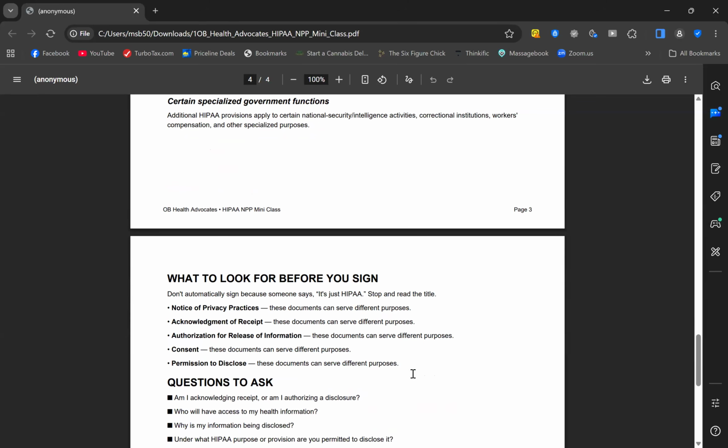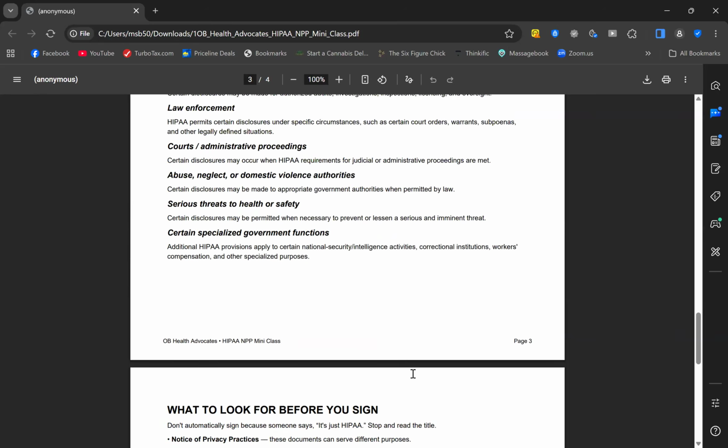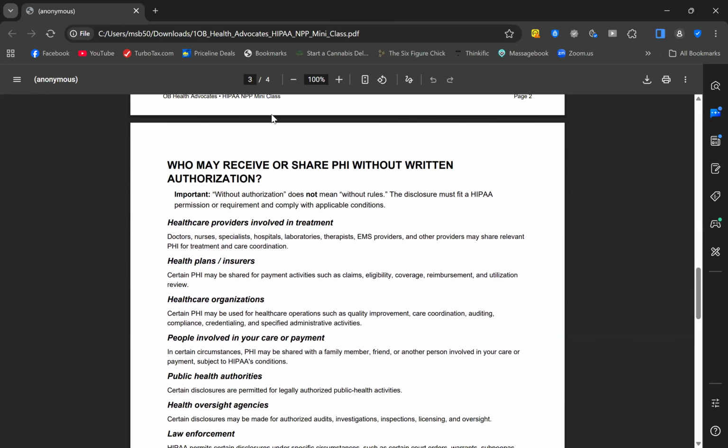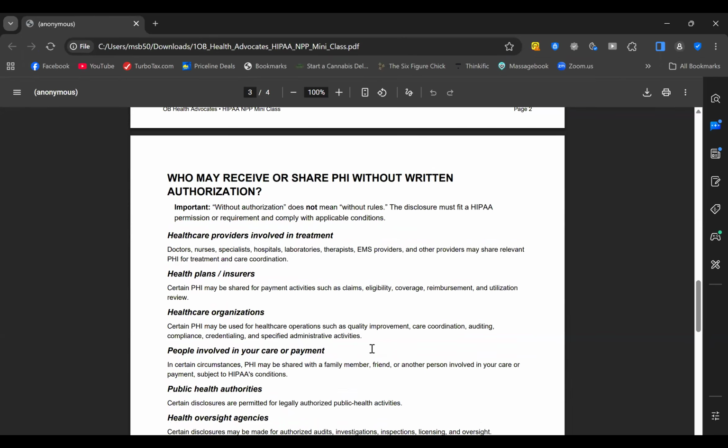Certain specialized government functions. Additional HIPAA provisions apply to certain national security and intelligence activities, correctional institutions, workers' compensation, and other specialized purposes. So keep in mind, this right here that we just went over is who may receive or share your information without written authorization. These are all of these organizations and individuals.